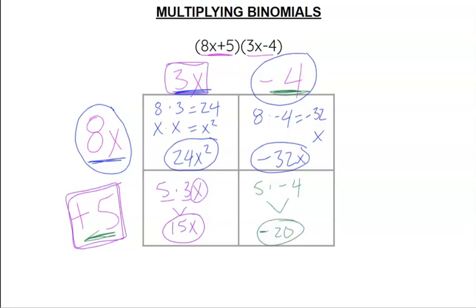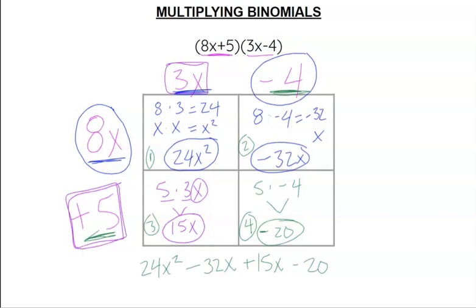And now we have to put all of these pieces together to make our final polynomial. So we have 24x squared minus 32x plus 15x minus 20. So I start with this first box, and then I go to this second box, third box, fourth box, exactly the way we did the multiplication.